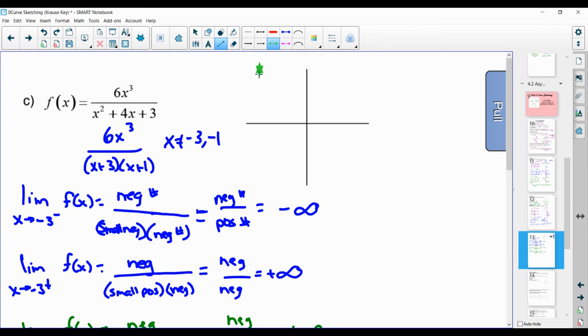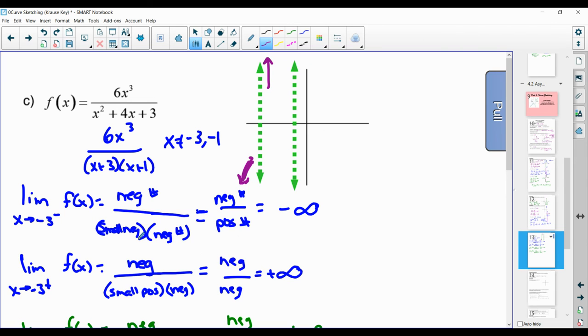So I'll start by drawing those asymptotes in. So I've got an asymptote here at negative 3 and an asymptote here at negative 1. And then from there, I'm going to look at my end behaviors. As the graph is approaching negative 3 from the left, the graph is approaching negative infinity. So that means it's going to be somewhere down here, preferably a straight line. And then as we're approaching negative 3 from the right, it's going to be positive infinity.